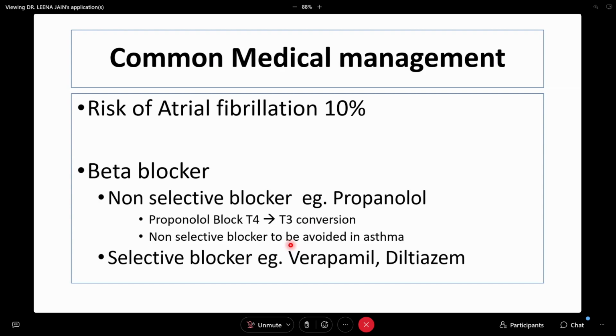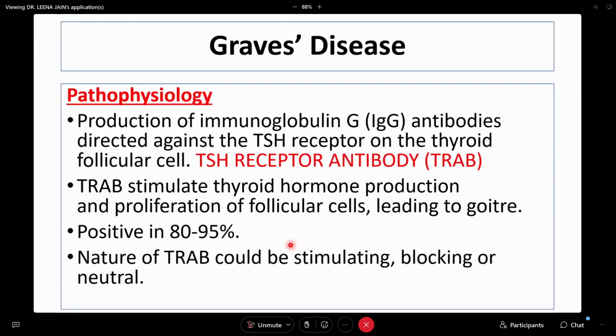Basically, we use the non-selective beta blockers, and the commonest one is propranolol. What exactly propranolol does is it blocks the conversion of T4 to T3. It is a non-selective blocker, so one thing to be taken care of is you have to ask the history of asthma. In asthmatic cases, you should not think of giving propranolol. In those cases you can give selective blockers like verapamil and diltiazem.